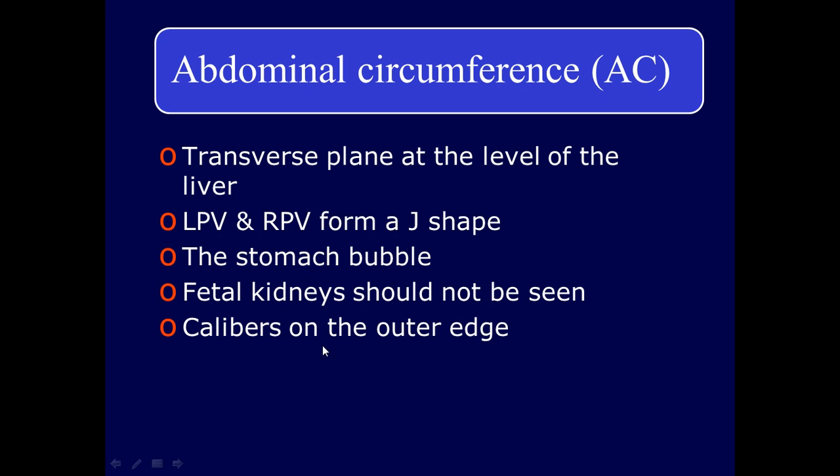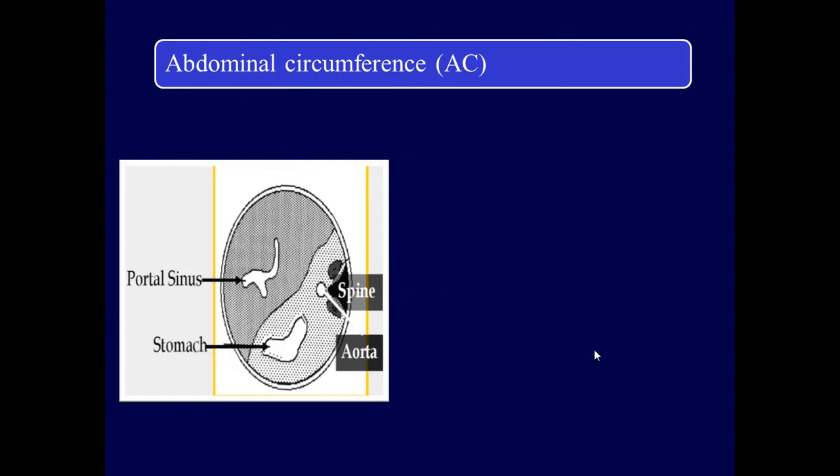The calipers should be placed at the outer edge of the fetal abdomen and can be measured with the same instrument used to measure head circumference. This is an illustration of the correct level for abdominal circumference. This is the junction of the right and left portal vein. This is the ductus venosus. This is the stomach, and this is the spine.